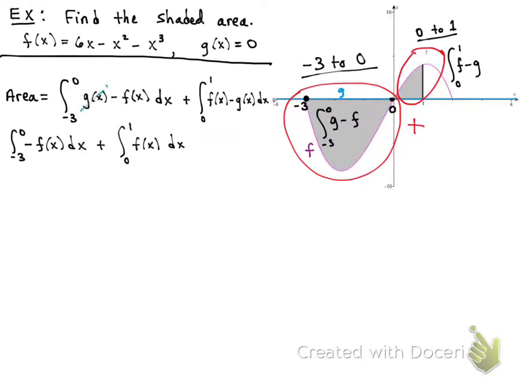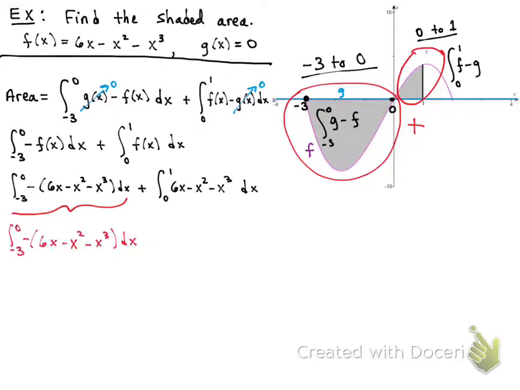Now of course g of x just equals 0. So then our integration will simplify a little bit to this and to this. Now let's plug in the value of f of x. And now we just need to evaluate each of these integrals. So first let me evaluate this one. The first thing you can do is distribute that negative sign.